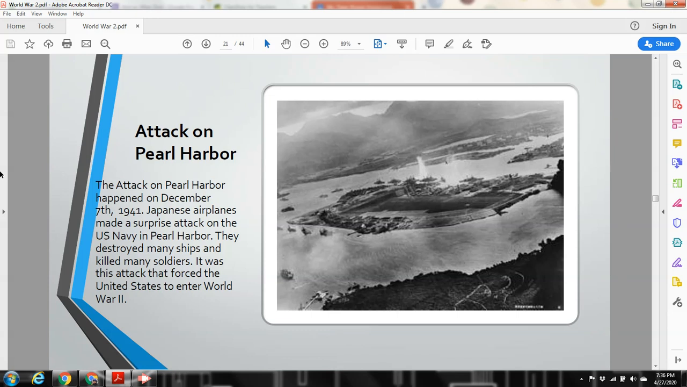So, the attack on Pearl Harbor happened on December 7th, 1941. Japanese planes surprised the United States at the U.S. naval base in Pearl Harbor. They destroyed many ships and killed many soldiers. It was this attack that forced the United States into World War II.